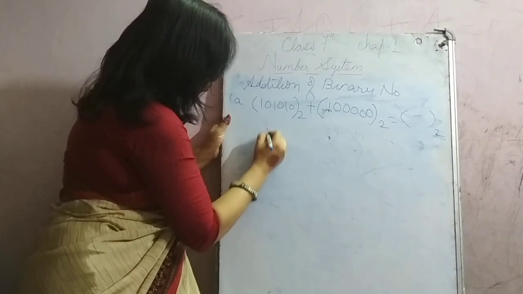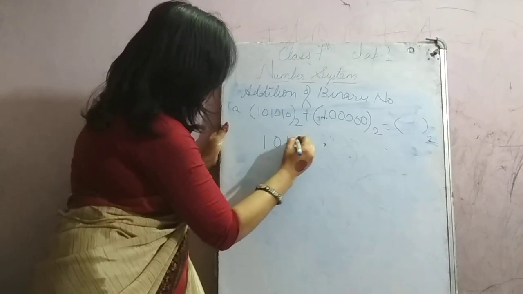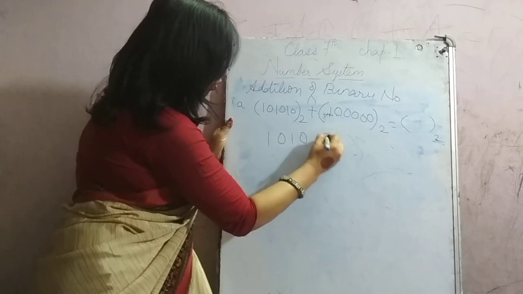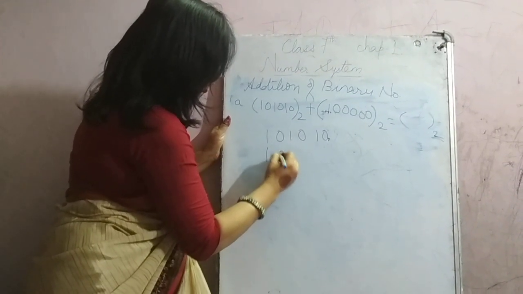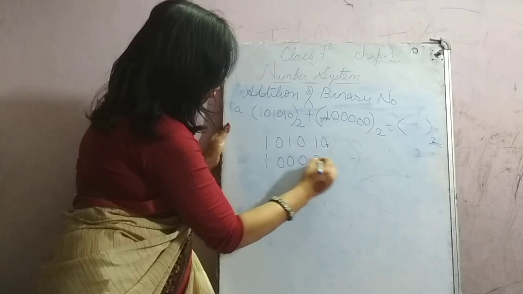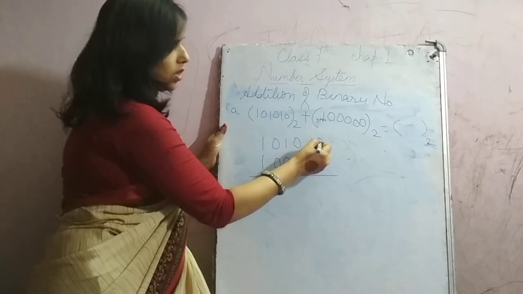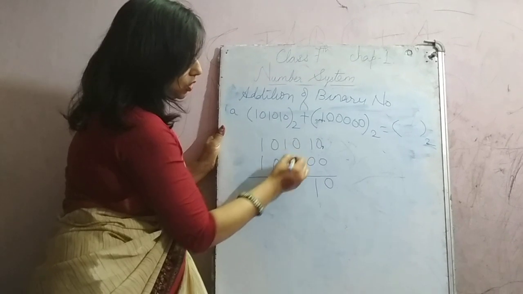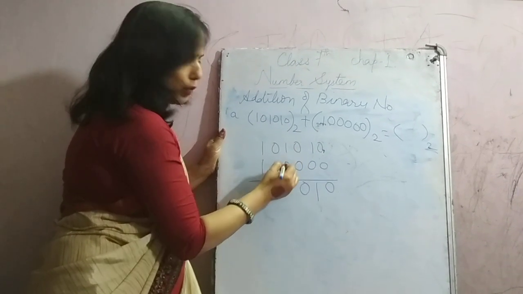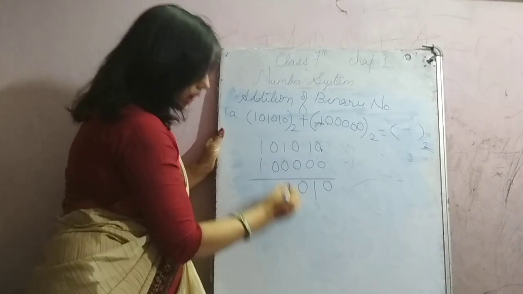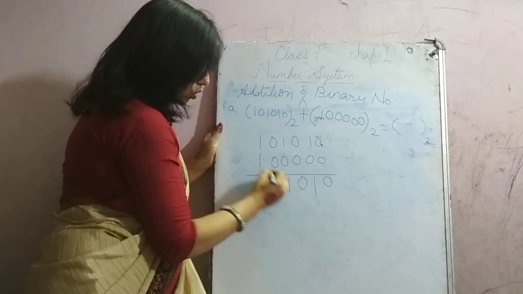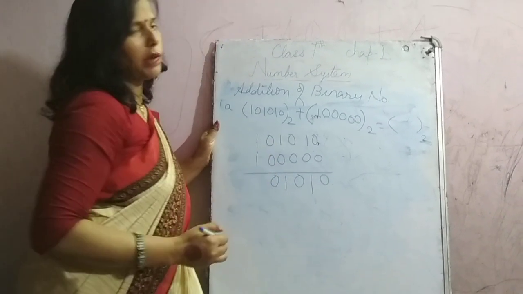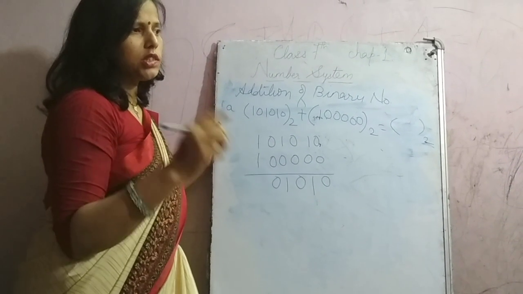So adding this: 1 0 1 0 1 0 1 0 0 0 0 0. 0 plus 0 equals 0. 0 plus 1 is 1. 0 plus 0 is 0. 1 plus 0 is 1. 0 plus 0 is 0. 1 plus 1, that means 1 plus 1 is 2.